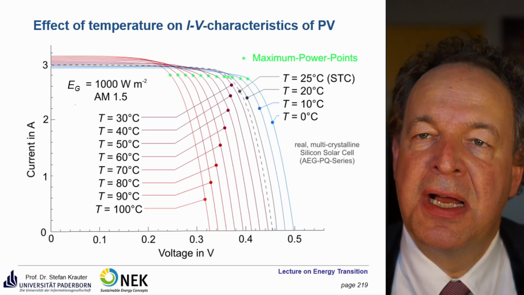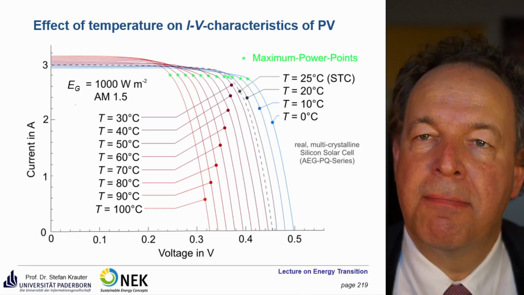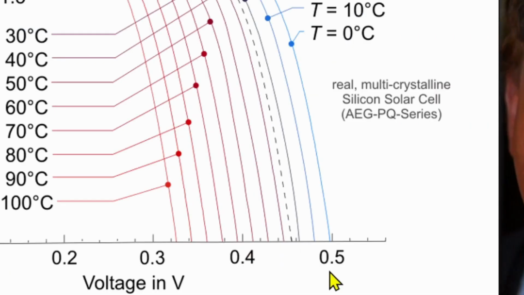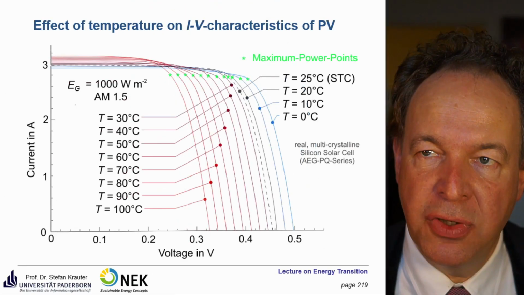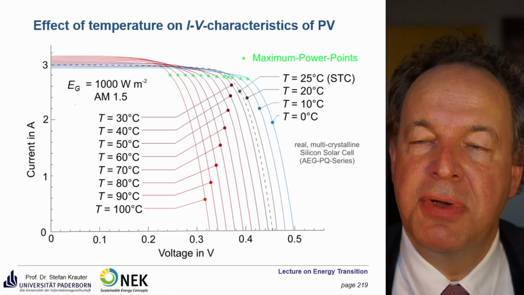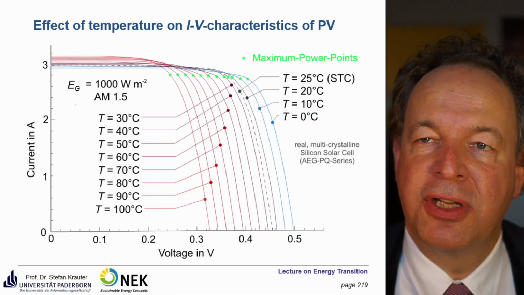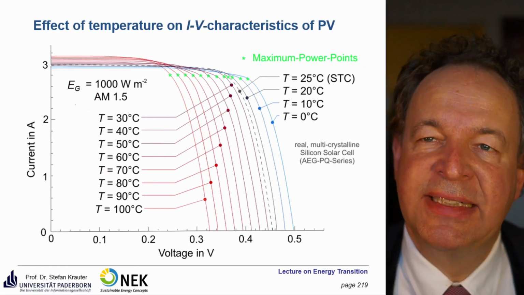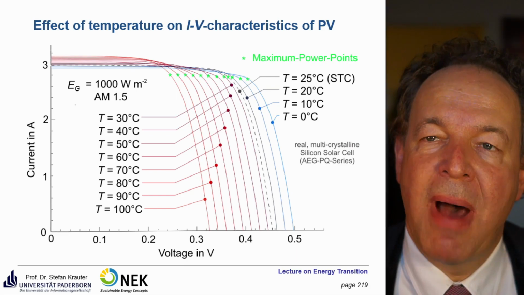So you see here that at increased temperature, the main effect you see on the x-axis is the reduction in voltage. It's about, in the vicinity of a crystalline solar cell, minus 0.4 to minus 0.5% per Kelvin temperature increase. So if you increase the temperature by 10 degrees, you have about a 5% voltage loss and also a corresponding power loss. The increase in current plays a very minor role.